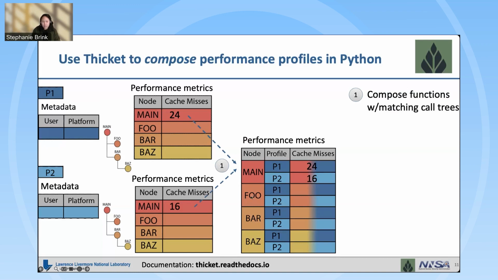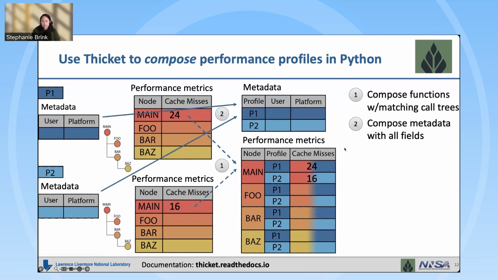And because these call trees are the same, we just have the same number of nodes that we have in each of the profiles. So profile 1's 24 cache misses becomes a row in the bigger performance metrics table, and 16 from profile 2 also becomes an element in this table. The next thing that Thicket will do is compose the metadata. And so this is just basically combining, joining the list of metadata from profile 1 and also appending the metadata that's associated with profile 2.